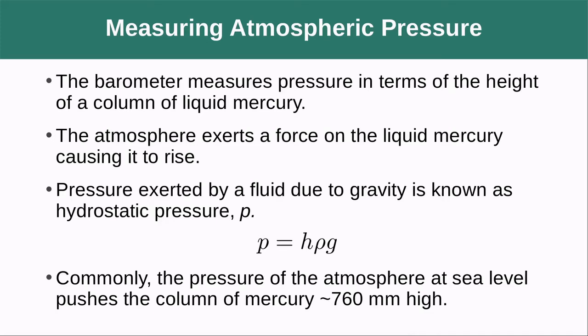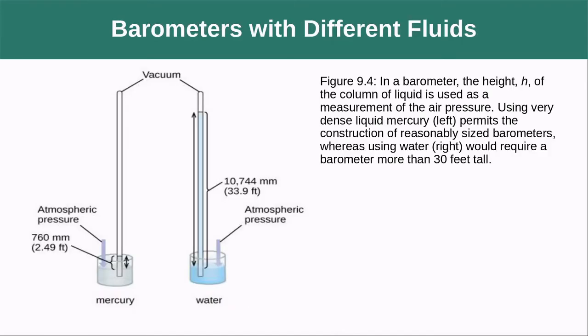The atmosphere exerts a force on the liquid mercury, causing it to rise. The pressure exerted by a fluid due to gravity is known as the hydrostatic pressure. That pressure is going to equal the height that it's risen times its density, rho, times g, which is the acceleration due to gravity, or 9.8 meters per second squared. Commonly, the pressure of the atmosphere at sea level pushes the column of mercury 760 millimeters high.